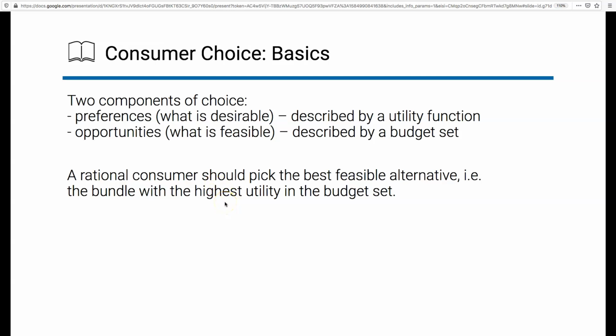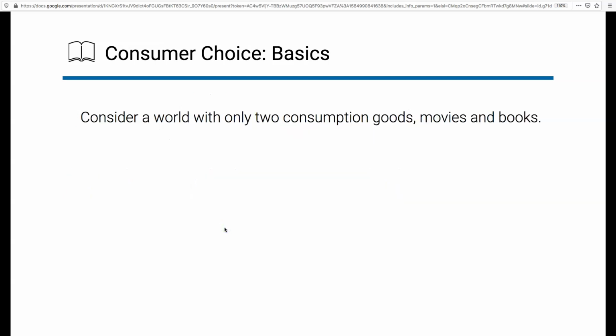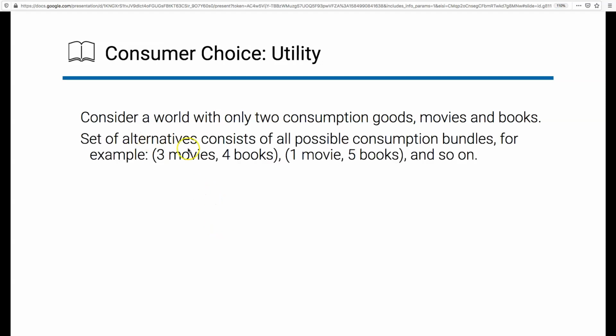And so I'm going to walk you through an example that I used in the previous class. And we're going to focus on a story in which there will be only 2 consumption goods possible, movies and books. And so in that story, a set of alternatives that the consumer is facing would consist of all possible consumption bundles. That is, we need to say how many movies and how many books there will be in a bundle, for example, 3 and 4 or 1 and 5 and so on.